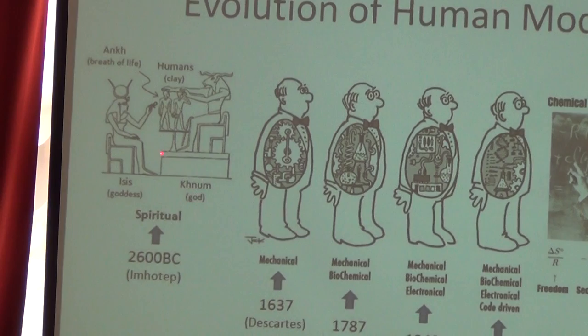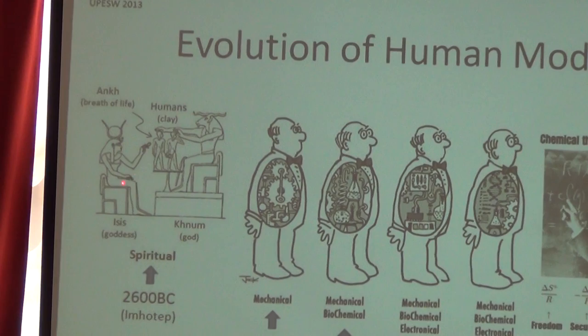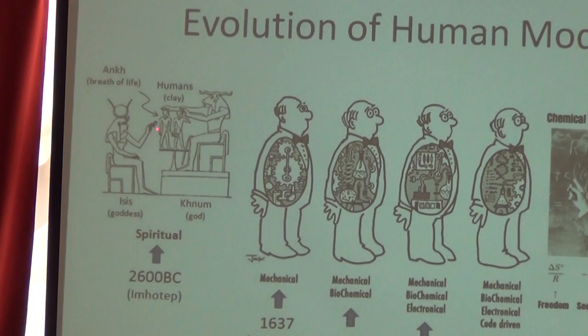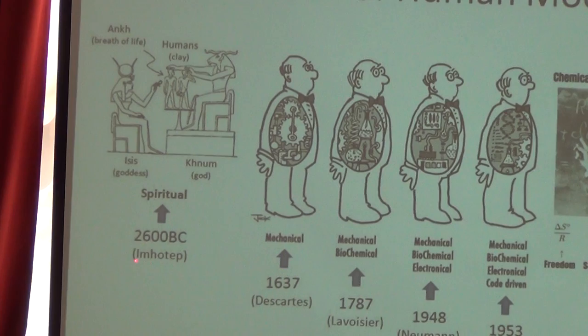This is the god Khnum. Khnum forms the clay figures on the wheel and gives them shape. And to impart the spirit into them, the goddess Isis puts the ankh, the symbol of life, to the nose of the clay figures, and that gives them the principle of animation. Also in this model is the principle of morality, which is called the Ba, which is the soul. So at this stage, around 2600 BC, the main person responsible is the Egyptian polymath Imhotep.